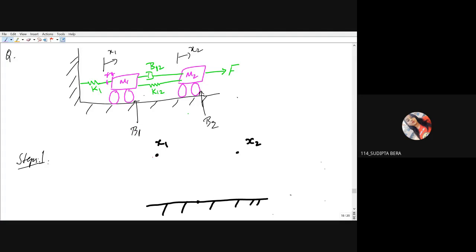Reference and X1. So this is my K1. I have connected it here. What else do you see? B1.